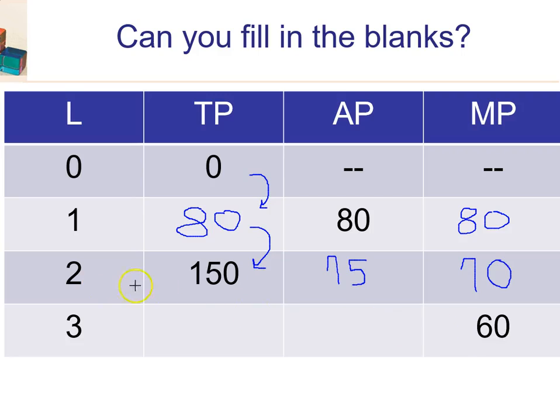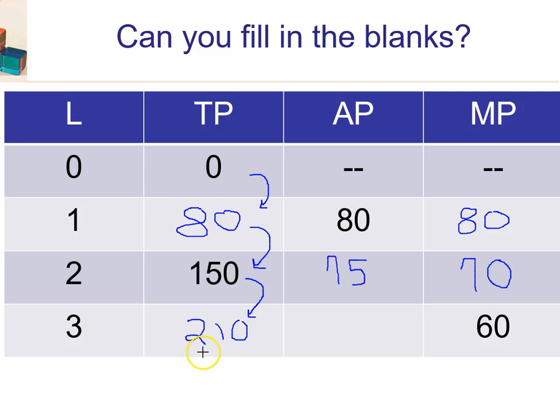When you had two workers, you had 150 units of output. When you have three workers, your third worker gets you 60 more. So that 150 increases by 60 to get you 210. That's your total, 210.